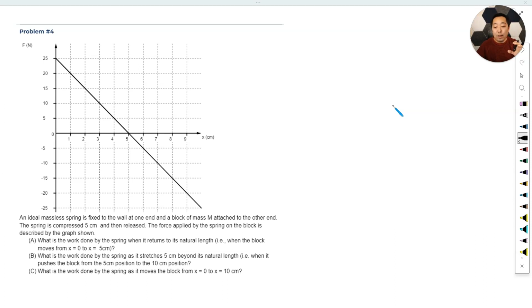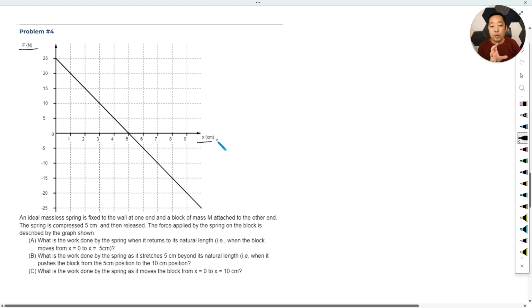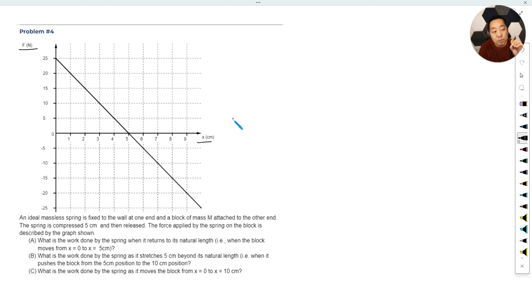All right, so in this one, we have a graph of the force versus displacement. I haven't read the problem yet, but we have a force versus a displacement graph, and we want to be able to extract information about the work.